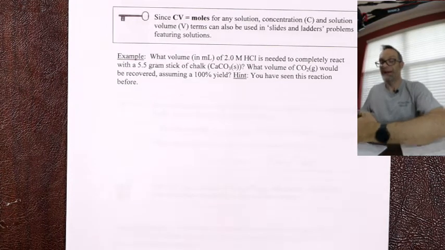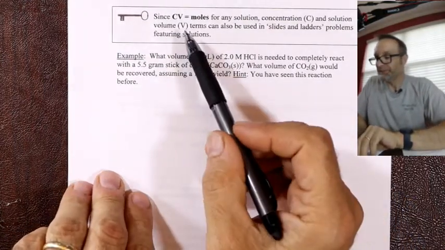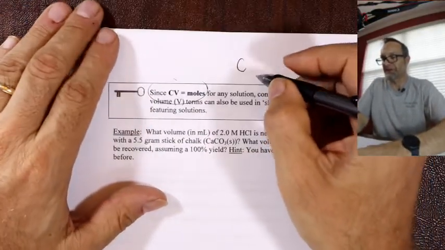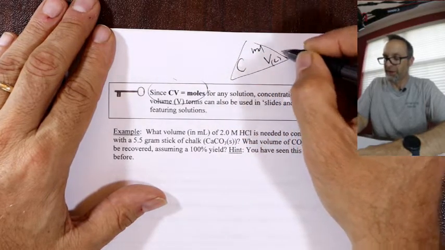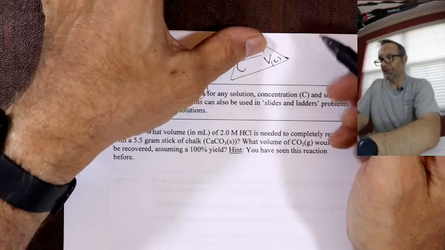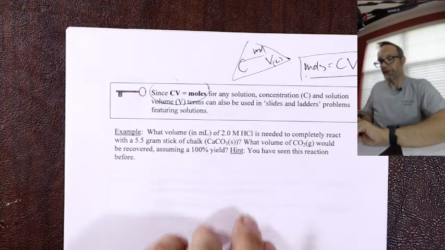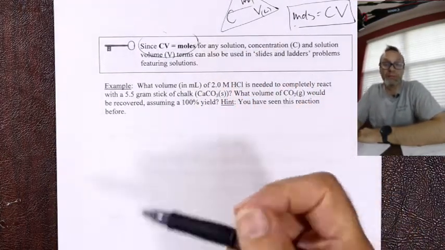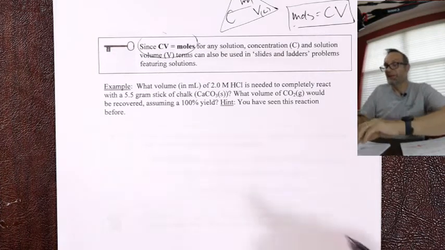Now, let's go back and look for real at my favorite example. So there's our trick, since moles equals CV. Concentration is moles per volume, and that's in liters. So the most common version of that is moles is CV, and that's what we used on our lab. So I could put that into slides and ladders, no problems. Instead of grams, molecular weight, and moles, I could have concentration times volume equals moles. Trick, right? So here we go.